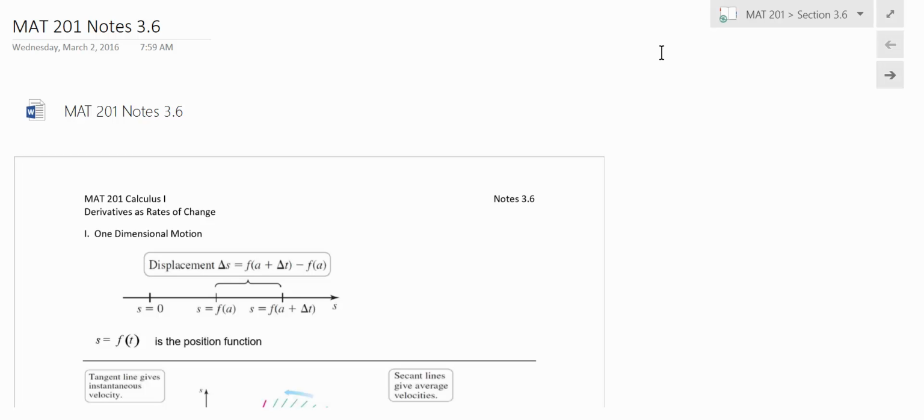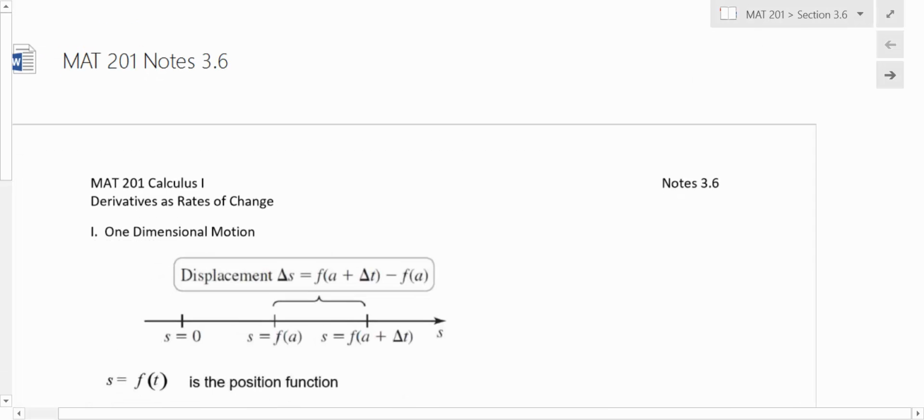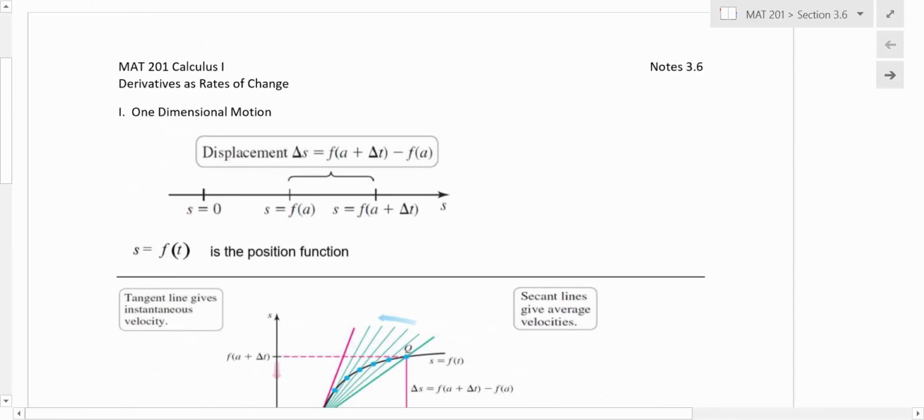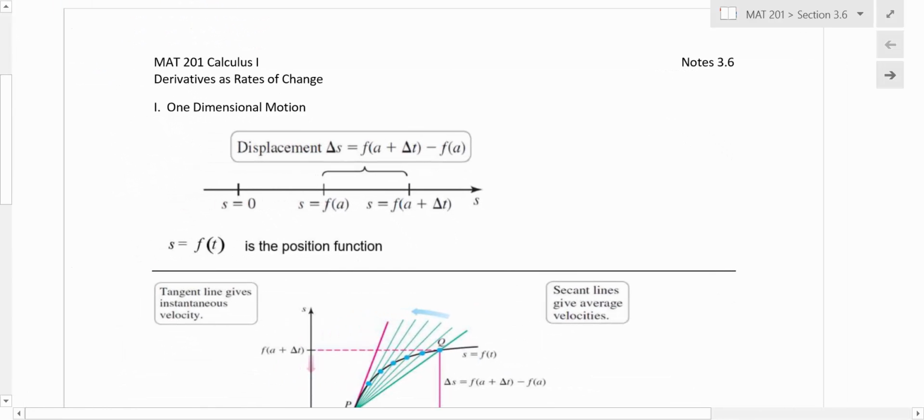Physics applications of derivatives. We've talked about a little bit of this so far, but we hadn't really done too much with derivatives then. So, okay, to begin with, on this first page, I just want to introduce you to some terminology.